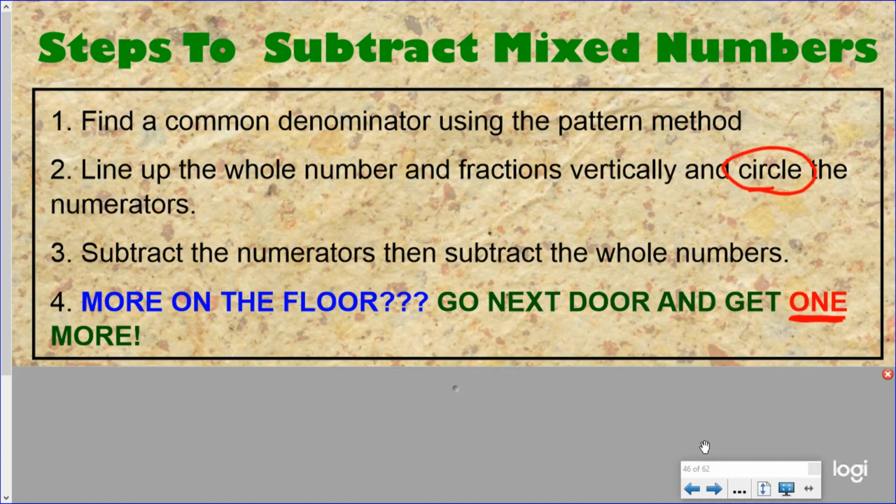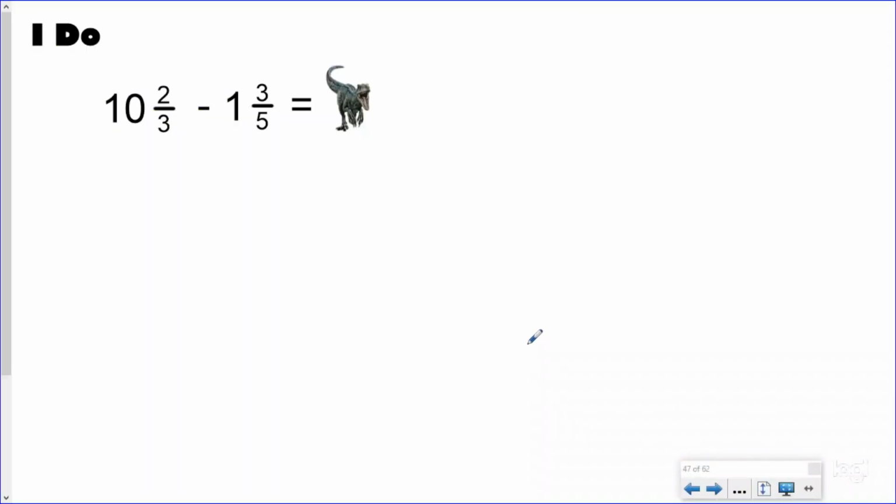Here with Instructor Beats, again, I am Dr. Bones. So we have here the I do, 10 2/3 minus 1 3/5 equals the raptor. Many of you know that I am a paleontologist by trade and a fractionologist by hobby. So we are going to use the variable of a raptor rather than just a normal boring number. So as always, my number one rule is my denominators have to be the same.